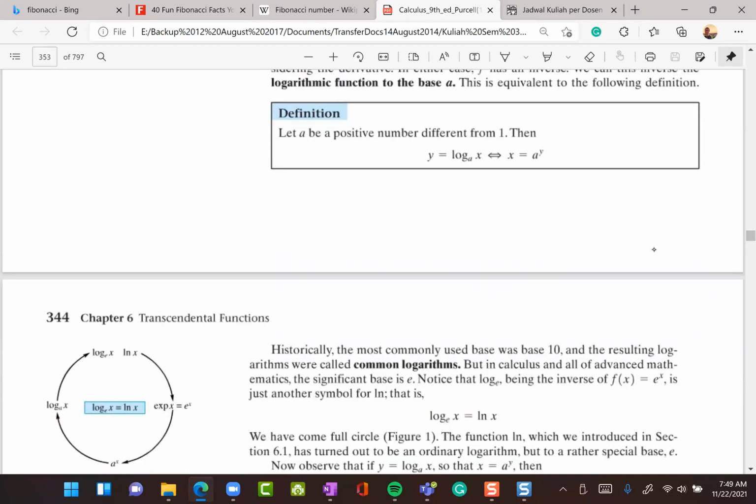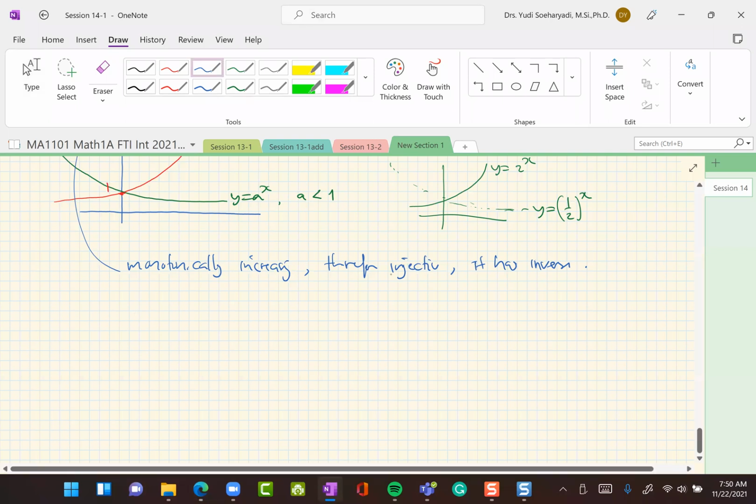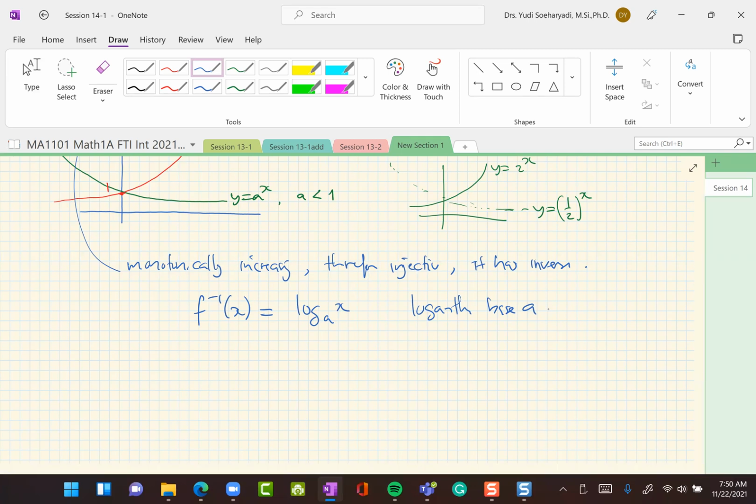Okay, so then this is how we do this one. It's what we call the logarithm base a. So a must be positive, and a cannot be 1 though, because if a is 1, 1 to any power is just 1.